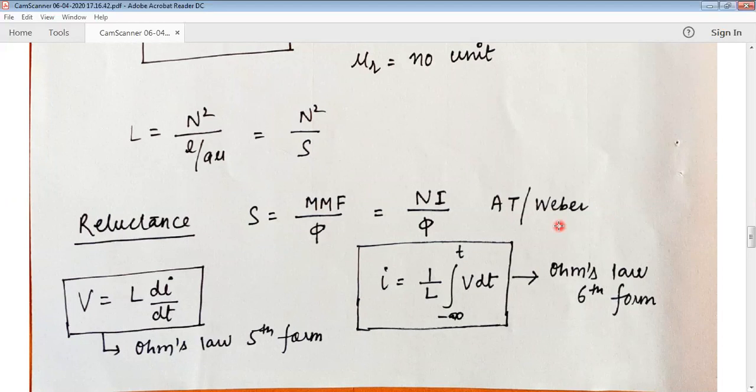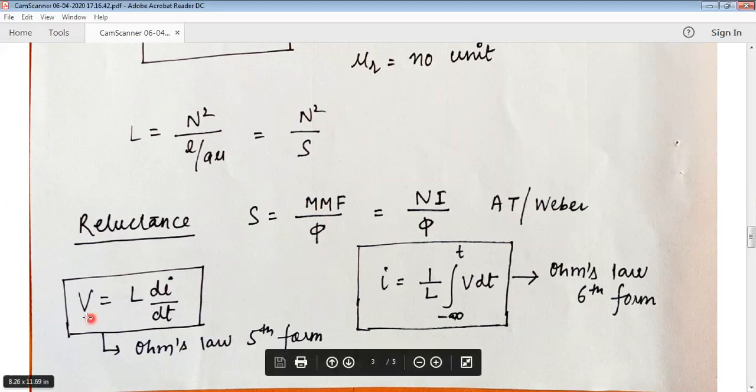Now you can write the same Ohm's law in the case of magnetic material also. This formula we have already derived: V equals L di by dt. This is called Ohm's law, fifth form. And similarly, in terms of current you can write I equals 1 by L integration of V dt. This is Ohm's law, sixth form. So an inductor always stores energy in the form of a magnetic field.